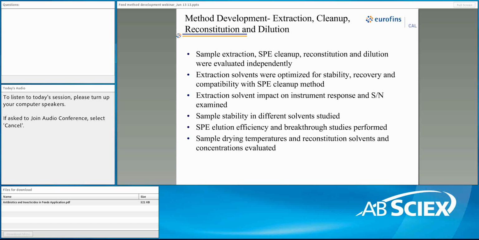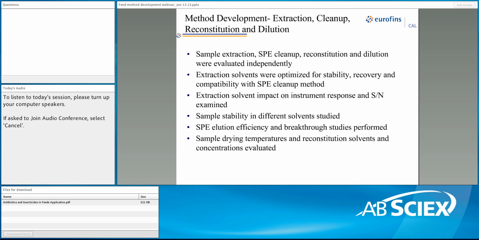So now I want to get into kind of the meat of what I'm going to be talking about today, which is the method development process of the sample preparation. And that includes the extraction, the cleanup, and reconstitution and dilution of the sample at the end. We looked at a number of factors in developing this method.